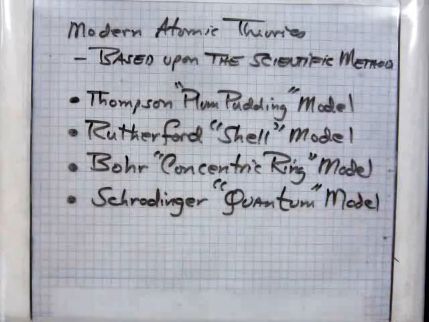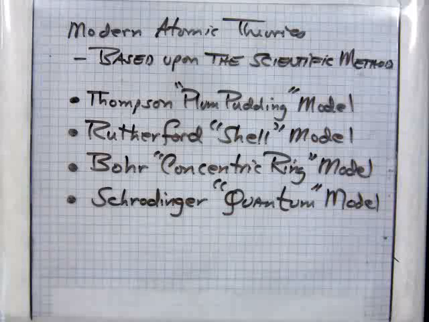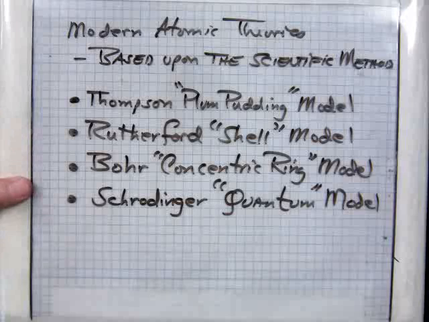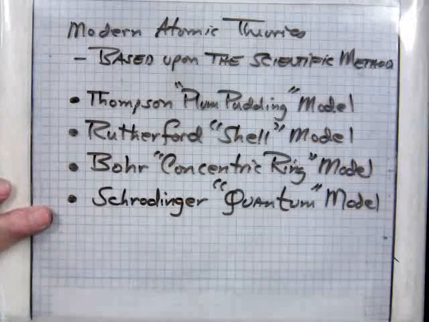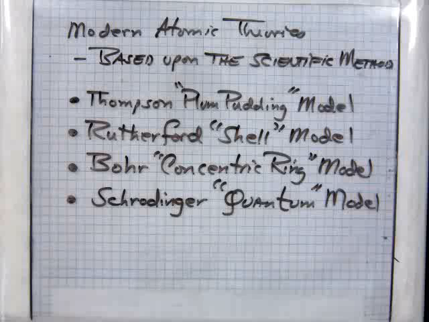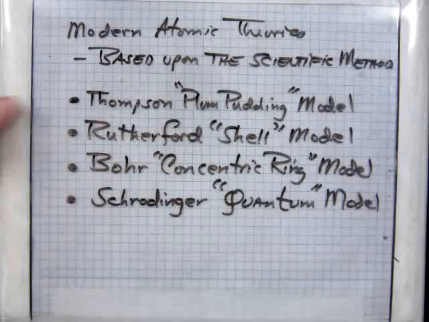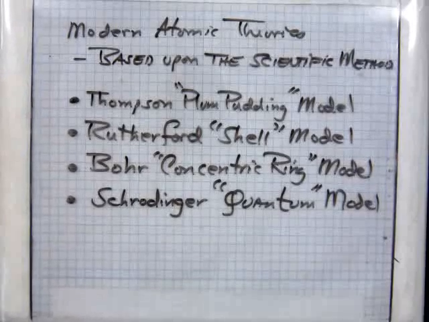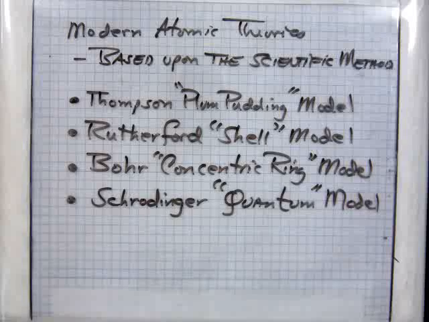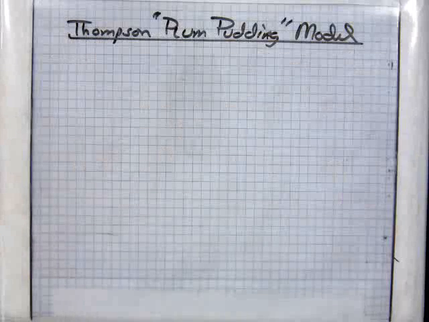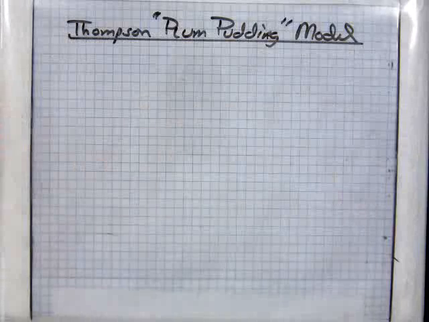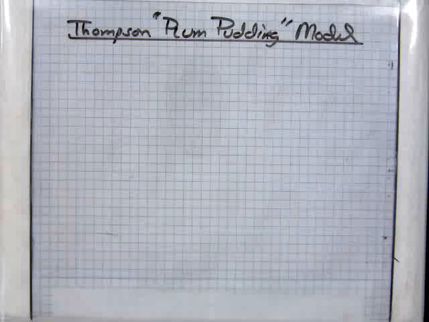So we want to talk about the fundamental foundations and postulates for these, leading to the Schrodinger model and how we describe atoms in our present day concepts. So we'll start with the Thompson plum pudding model and then move through the others, showing you the fundamentals. Now, this theory and this concept evolved in the latter half of the 19th century, the late 1800s.